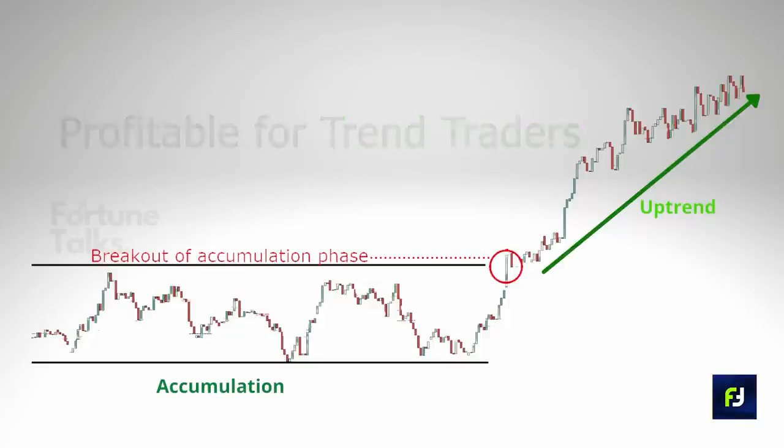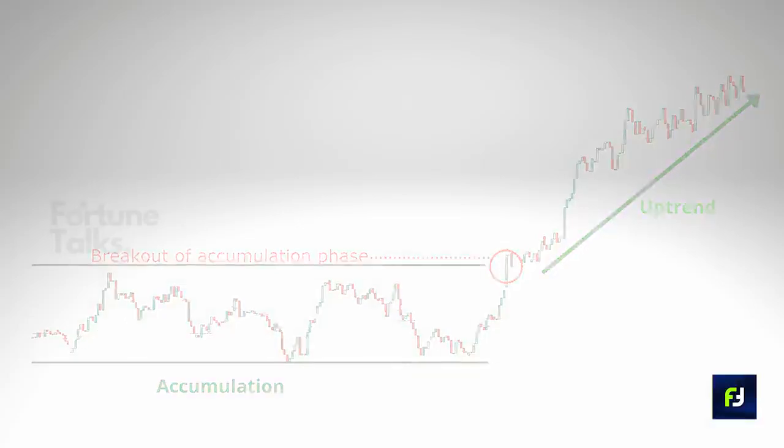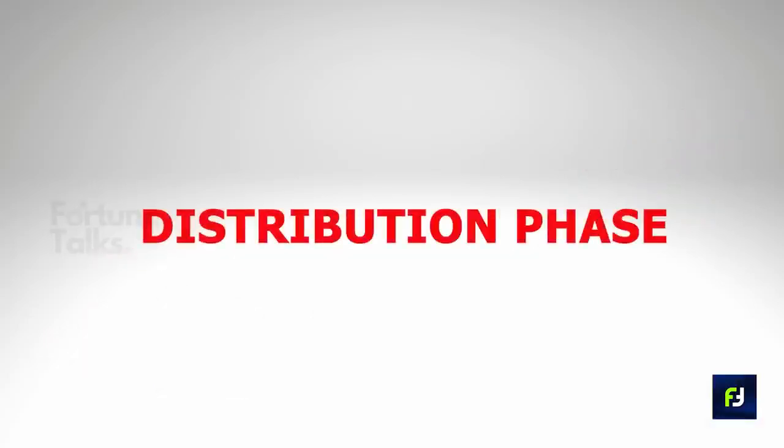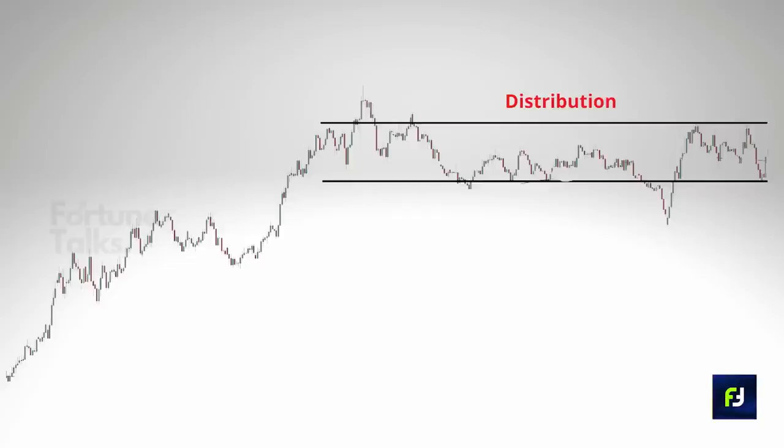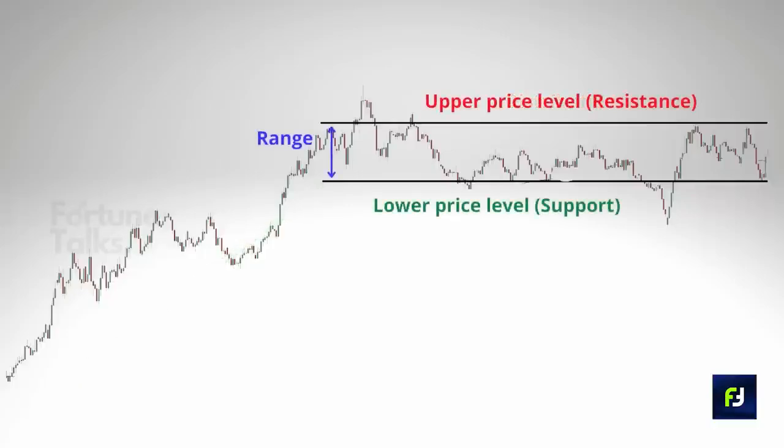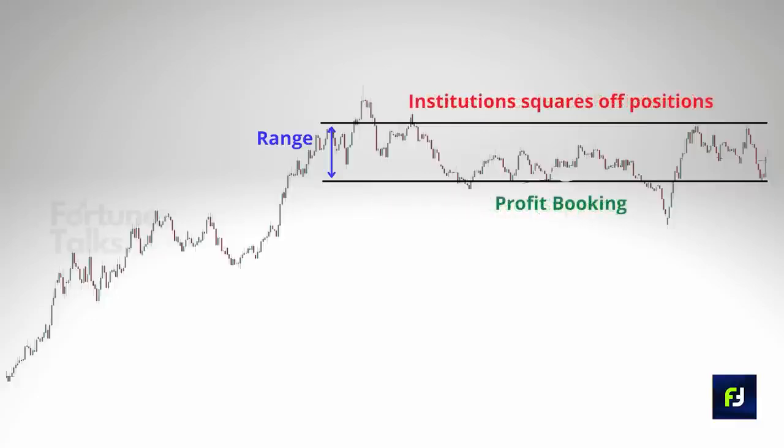We will discuss how to identify an uptrend and how to approach your trades during an uptrend in our upcoming videos. But now let's move on to the third phase, which is the distribution phase. The distribution usually occurs after the prices have risen to a good extent, and the distribution phase looks similar to an accumulation phase where the market remains in a range. Here's what happens in the distribution phase. The institutions begin to distribute, or sell, or square off their positions after they have made a good chunk of profit on their initial investments.